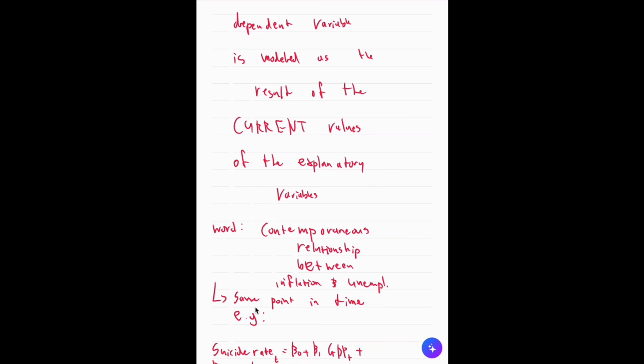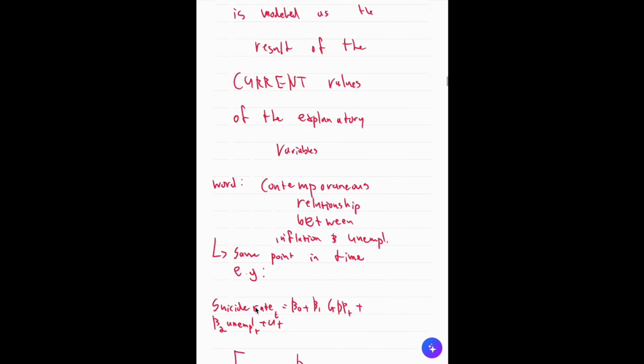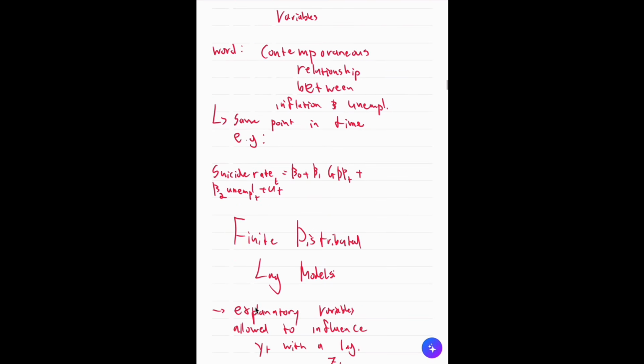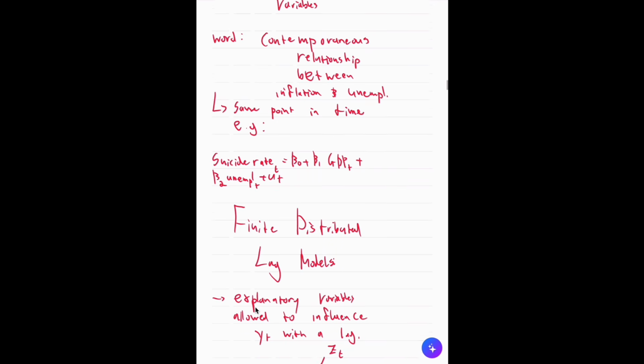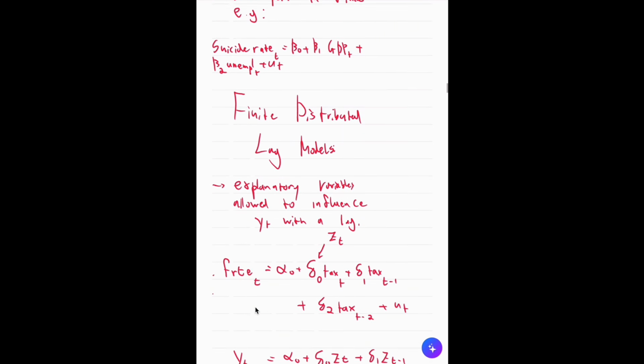So it just means existing or occurring in the same period of time. So contemporaneous relationship is just the relationship at equivalent points in time. So for example, again, this would be a static model: the suicide rate in year T equal to a constant plus a coefficient multiplied by the GDP in year T plus a coefficient multiplied by the unemployment in year T plus an error term, the error term in year T.